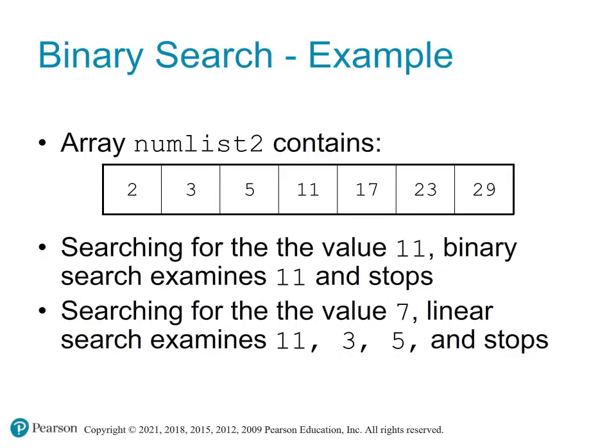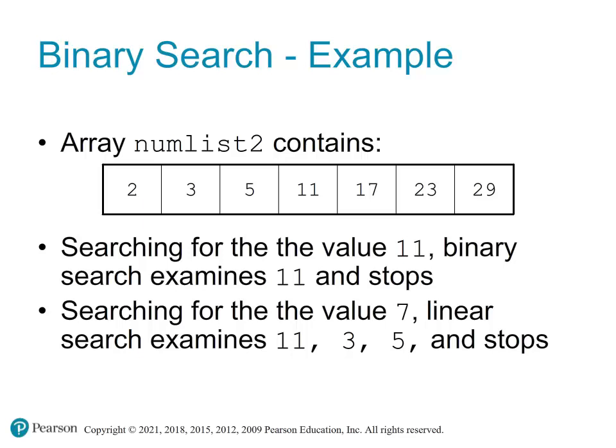Let's apply binary search to an example for better understanding. Assume we have a sorted array, numList2, containing the elements 2, 3, 5, 11, 17, 23, and 29. If we are searching for the value 11, the algorithm first looks at the middle element, which is 11. In this case, it finds the target value immediately and stops. As you can see, just one comparison is needed, showcasing the efficiency of binary search.